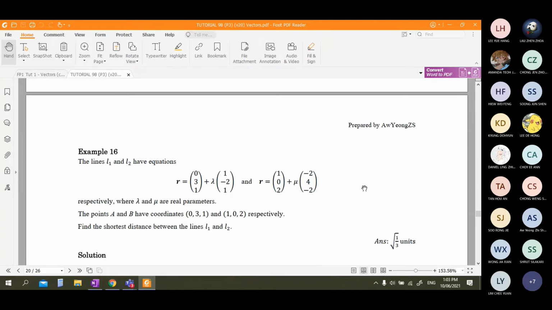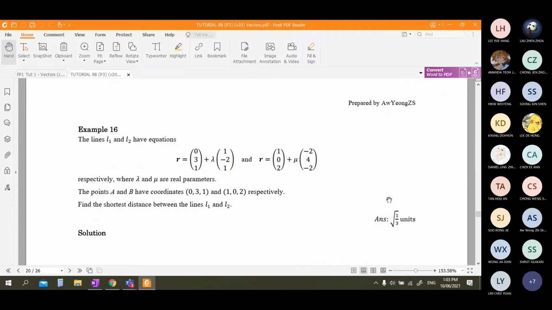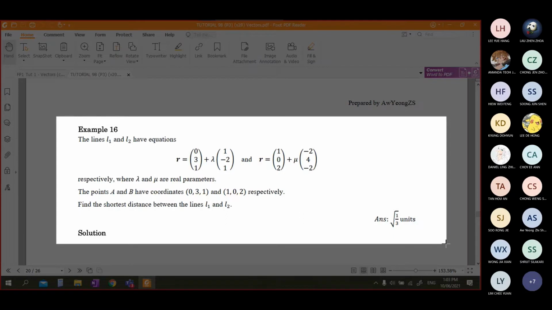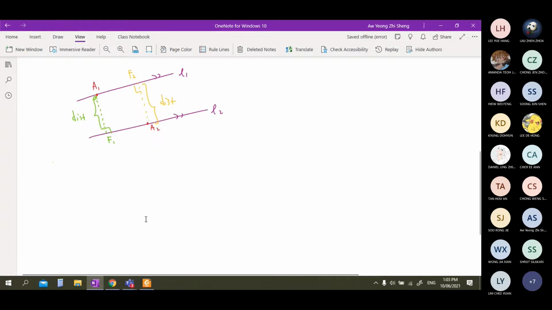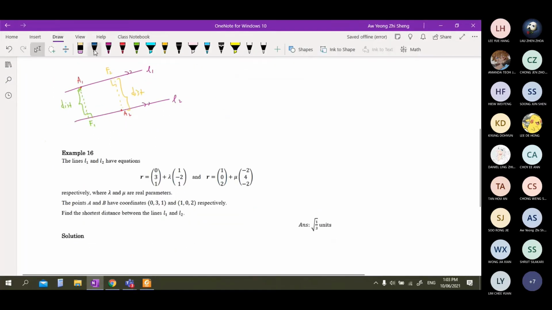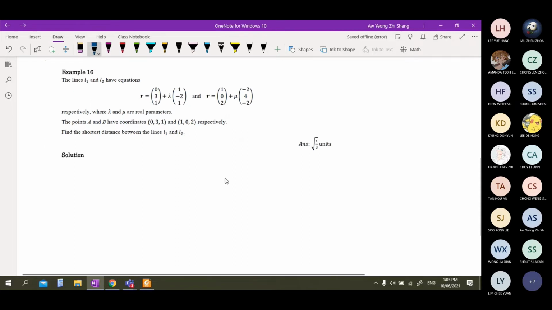Okay, now let's continue with example 16. Example 16 gives you two line equations. They ask you to find the shortest distance between the two lines. So when you look at the two lines, you have to be observant about the direction vectors. Notice that these two direction vectors that I circled in yellow are scalar multiples of one another.